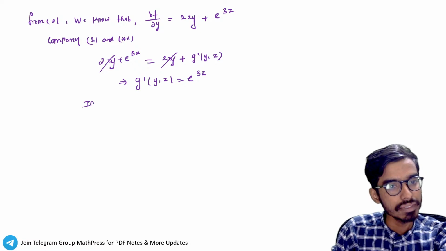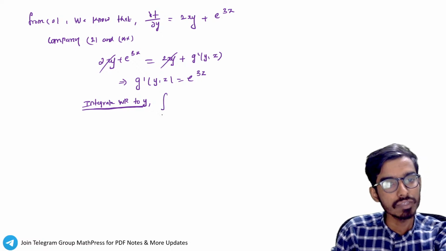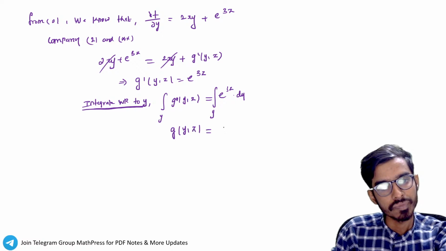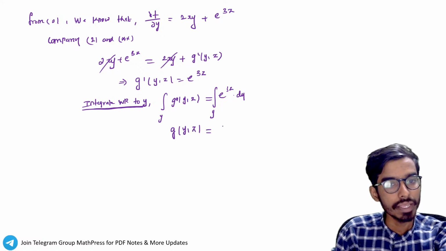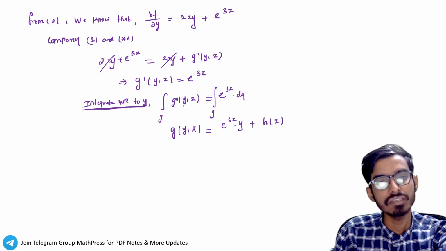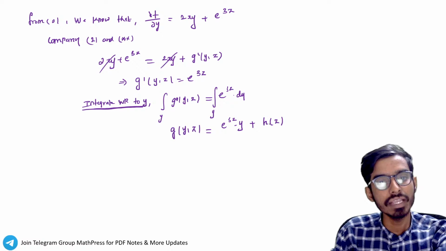Now I'm going to integrate with respect to y. These are the steps; you have to follow the same step for every problem. So g dash of y comma z is equal to the integral of e power 3z dy. So g of y comma z is, integrating with respect to y, e power 3z, which is constant, into y, plus some function of z, because g is a function of y and z. We are already integrating with respect to y, so z is remaining, so we have h of z.